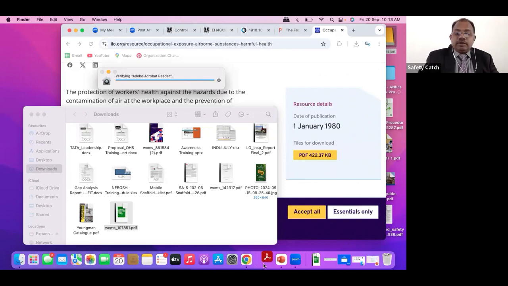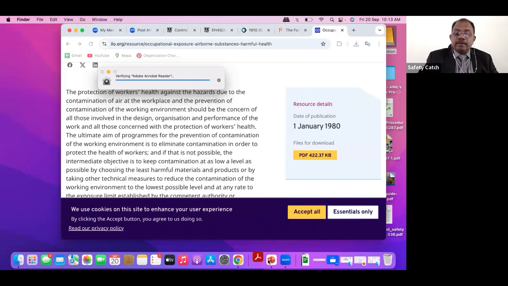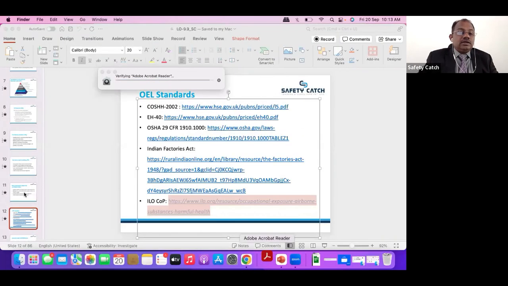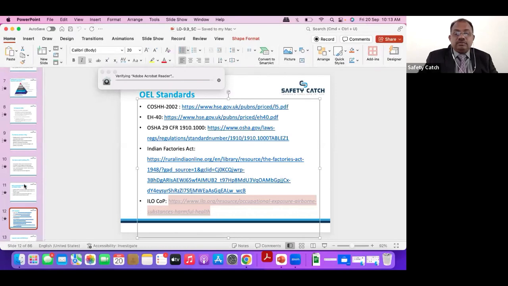Anyway, the ILO code of practice is just opening. We have an ILO code of practice also. We'll see that later. Coming back, these are the normal standards we have to refer to. Anybody, any doubt on this?